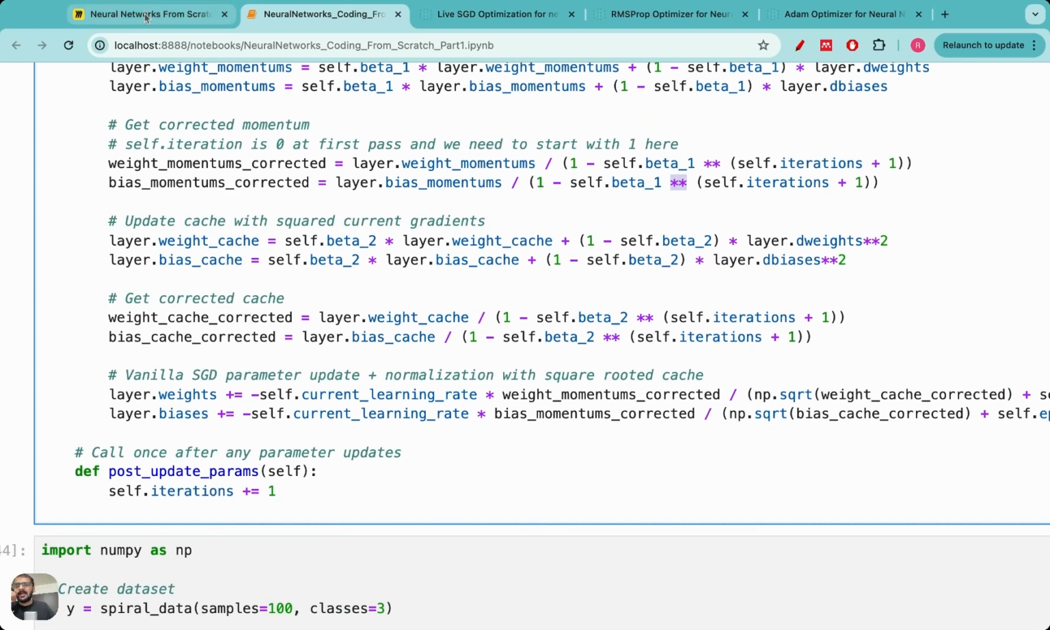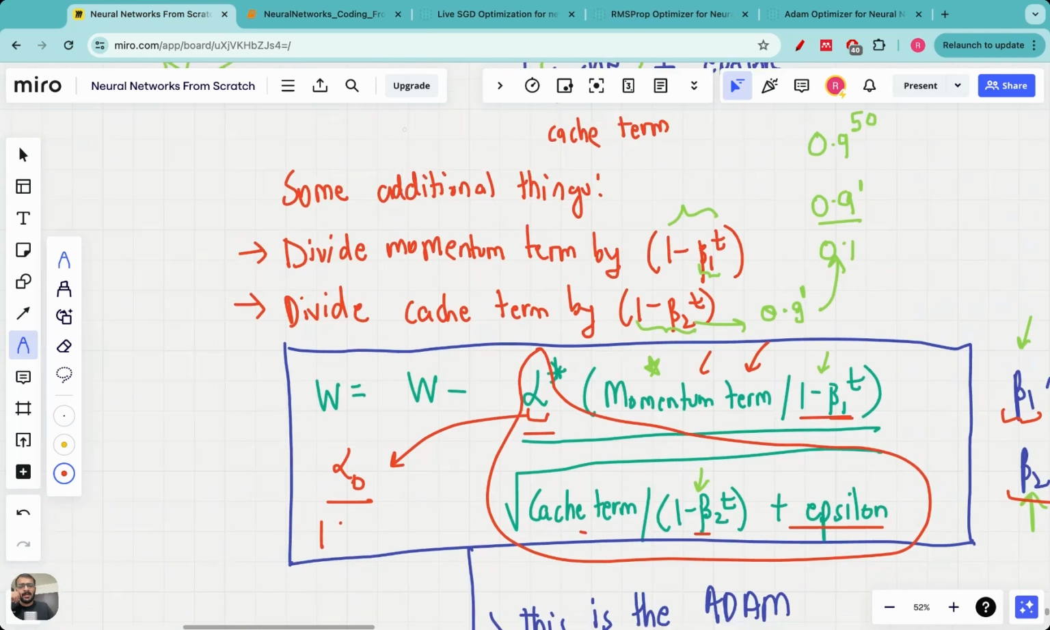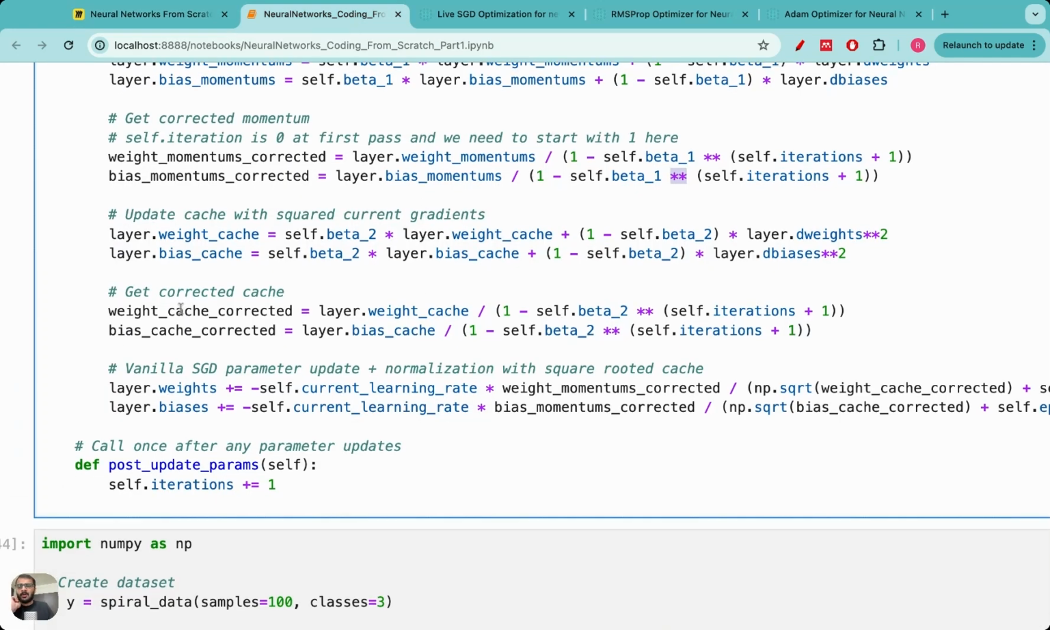Then we get the corrected cache. So similar to the way we corrected the momentum in the numerator, in the denominator we will also need to correct the cache term, or we'll need to divide it by 1 minus beta 2 raised to t. So for the weight cache and the bias cache, we'll be dividing the denominator by 1 minus beta 2 raised to t plus 1.